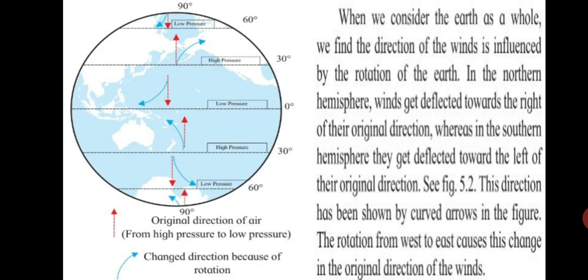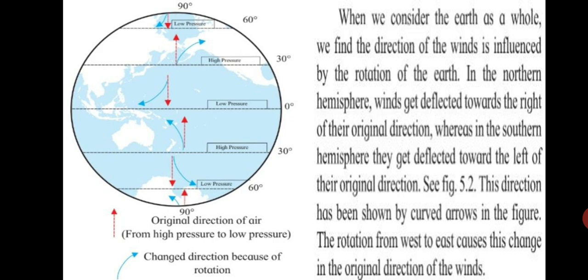See the figure once again. This direction has been shown by curved arrows in the figure in blue. The rotation from west to east causes this change in the direction of the winds. So in the south, just below the equator, 0 to 30 degree, we have the arrow pointing towards the equator. But the change in direction of the winds due to the rotation of the earth shows the blue color arrow deflecting towards the left. That means the winds are deflected towards the left in the southern hemisphere.